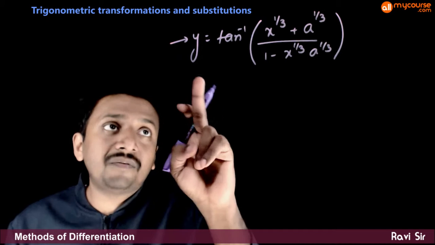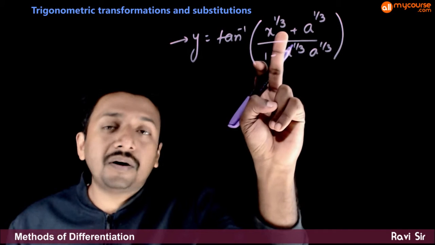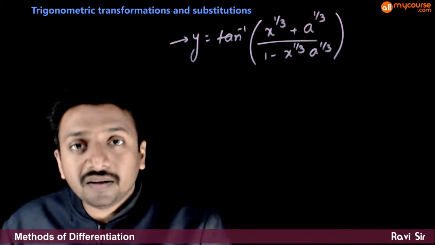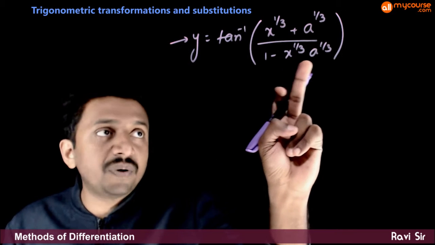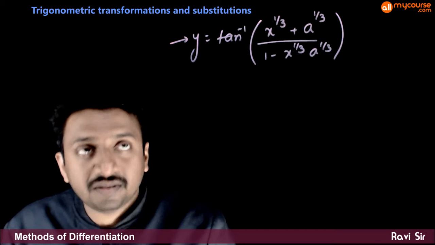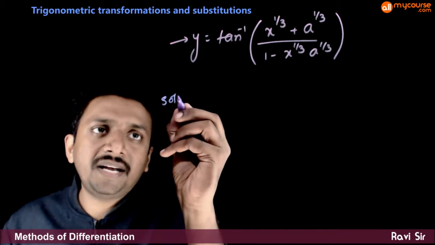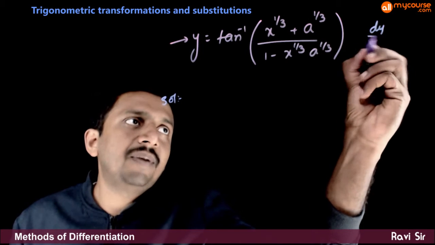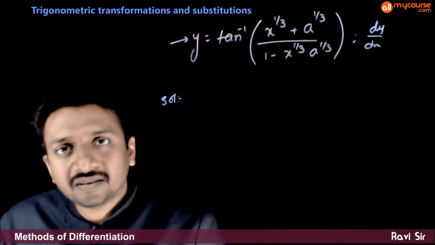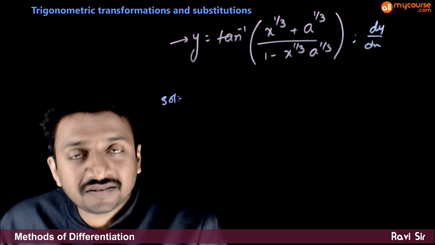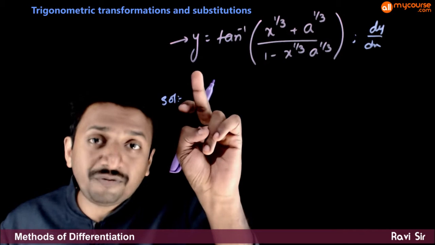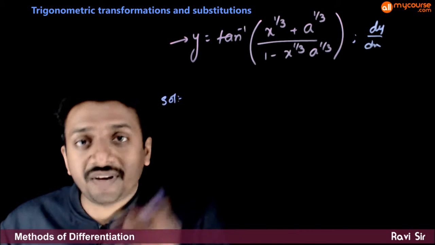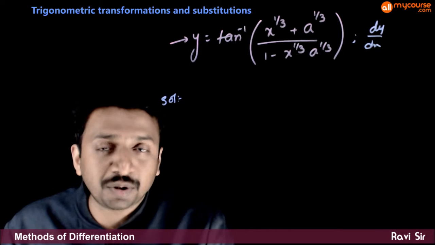So in this question you're given y is equal to tan inverse of (x^(1/3) + a^(1/3)) / (1 - x^(1/3) a^(1/3)). So you're asked to find dy/dx. So how do we find this? So what is dy/dx? So before doing dy/dx, let us try to simplify this using appropriate substitution.